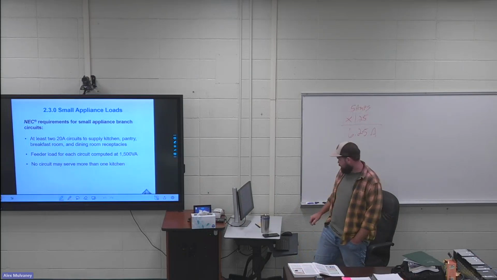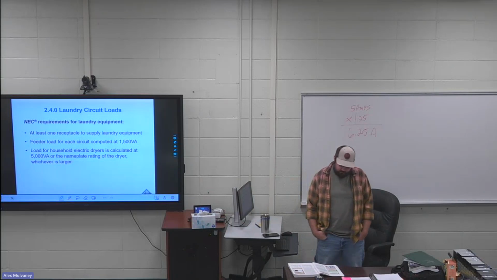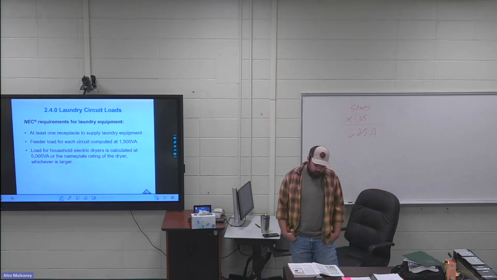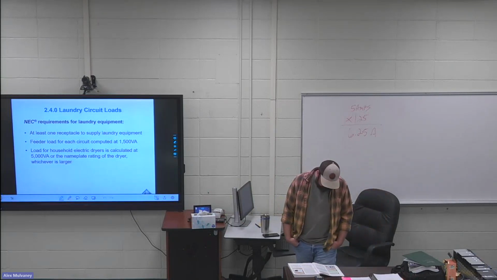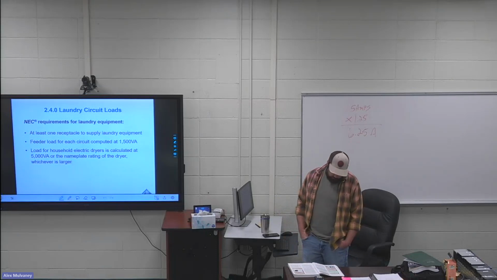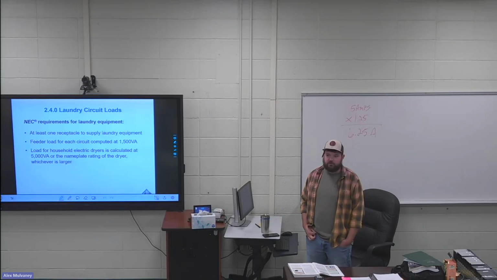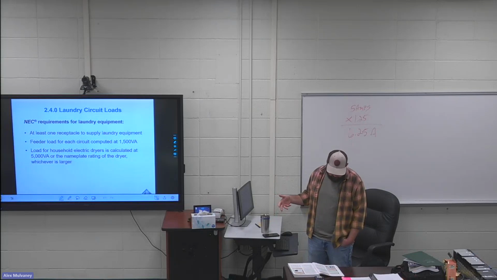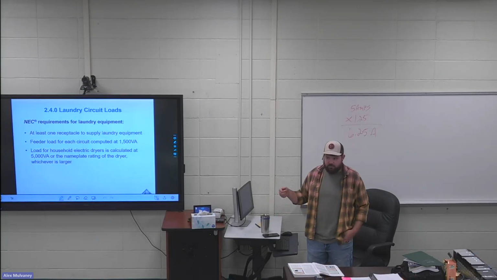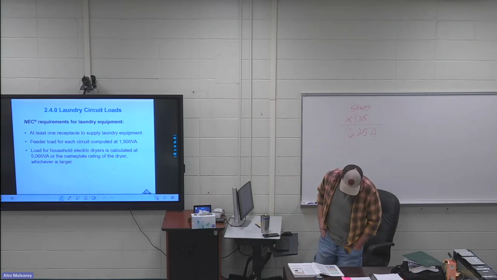Laundry circuit loads, 240. First paragraph is highlighted. NEC sections 210.11(C)(1), 210.11(C)(2), and 210.52(F) require the installation of at least 1 receptacle to supply the laundry equipment. It requires that the feeder be computed at 1,500 volt amps for each laundry circuit. So your kitchen has to be computed at what? 1,500. Your laundry has to be computed at what? 1,500. Same thing. Kind of keep that in your head.